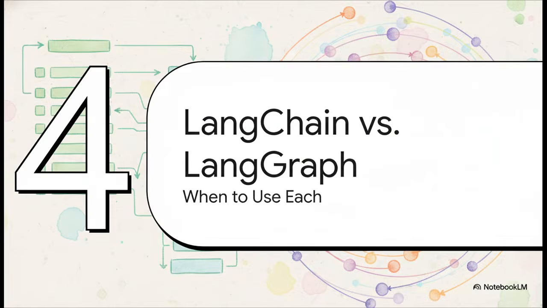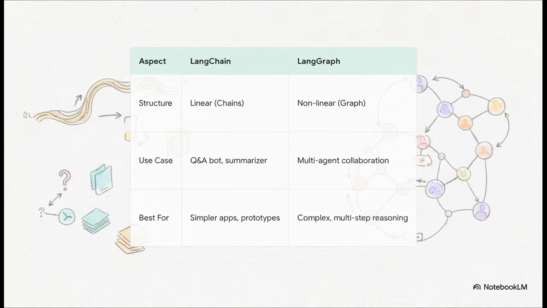Okay, so now that we get the difference, the big question becomes, when do you reach for the recipe and when do you really need the flowchart? Let's break it down. This chart really makes the choice pretty clear. LangChain's linear structure is perfect for straightforward tasks like a simple Q&A bot or a document summarizer. LangGraph's nonlinear graph structure is built for the heavy-duty jobs, like getting a team of specialized AI agents to work together on a problem. The bottom line is simple. Start with LangChain for simpler apps and prototypes, and then bring in LangGraph when you need that complex, multi-step reasoning.